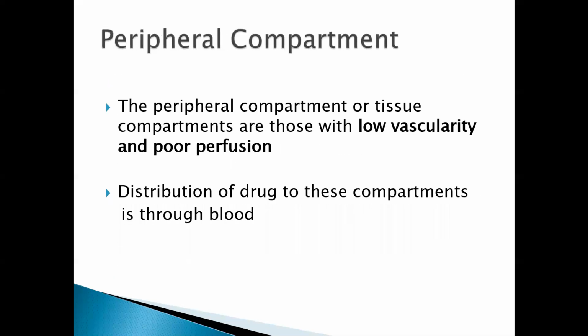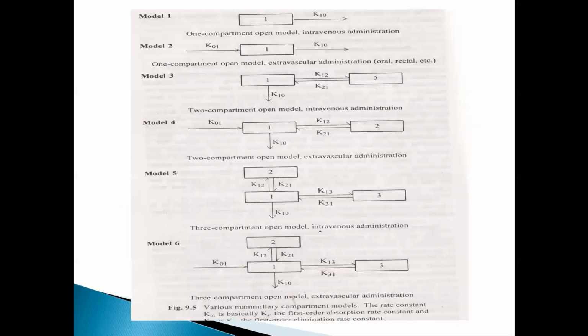So what is a mammillary model? What is a catenary model? You can see the diagram here for the mammillary compartment model. In model 1, you can see there is one single compartment. If it is for IV administration, you assume that there is no absorption, so the absorption part is not there, only the elimination part is seen.